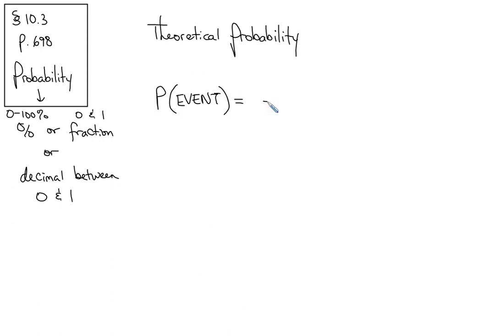The probability of an event happening is equal to a fraction. And that fraction in the numerator has the number of possible successes. In other words, how many different ways can this event actually occur? How many ways can you flip a coin and get a heads? How many ways can you roll a six-sided die and get a 4 or get an even number? Things like that. Divided by the number of possible outcomes. So total possible outcomes.